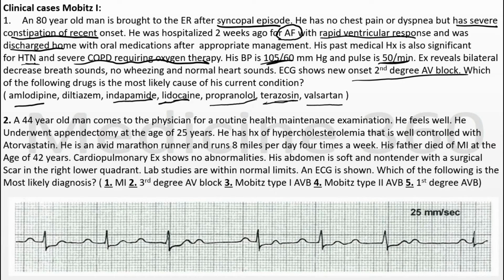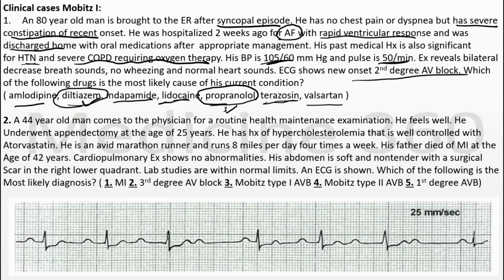We will choose one. It can be propranolol or diltiazem which is prescribed to the patient. Then as the patient has COPD, a severe chronic obstructive pulmonary disease, the patient cannot be prescribed propranolol as it can worsen the condition of COPD. So the patient was most likely prescribed diltiazem, which explains the constipation and the second degree heart block.